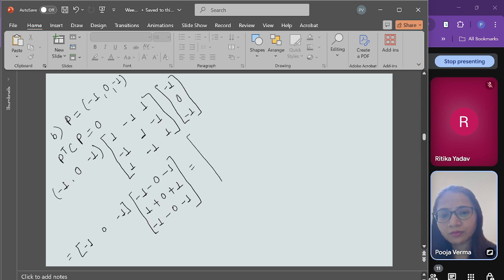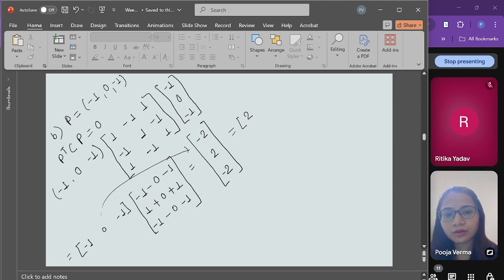Okay. Now what we will get here? -2, 2 and -2. Again that will be multiplied by this. Okay. So here what will you get? -1 into -2, so 2, 4, right? It is non-zero. Okay. And plus 0 here plus 2. So here you will get 4. So it is a non-zero.